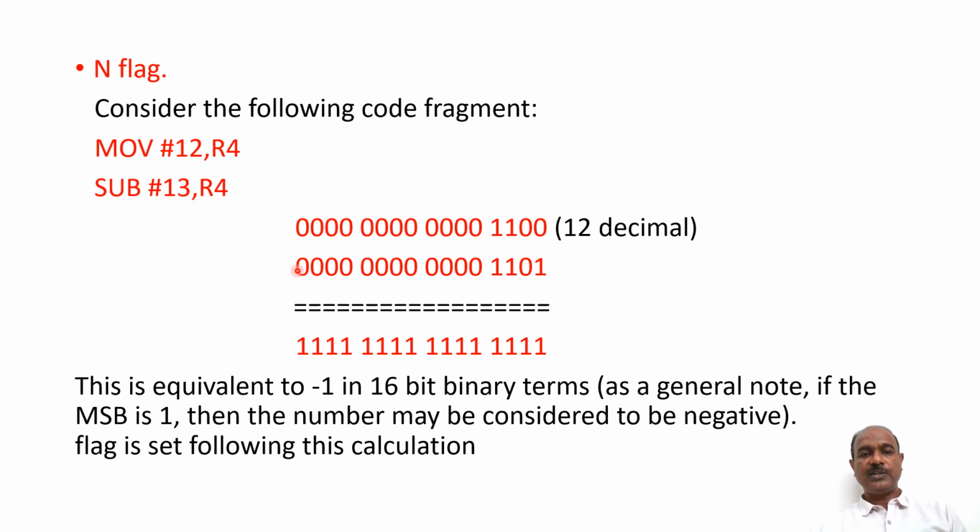Then subtract 13 means 13 should be subtracted from 12. What is the answer? The answer is -1. So when I say 12 minus 13, this is the result that is generated by the microcontroller.